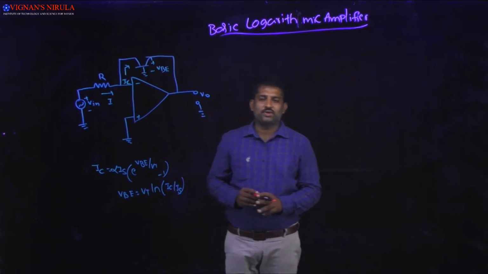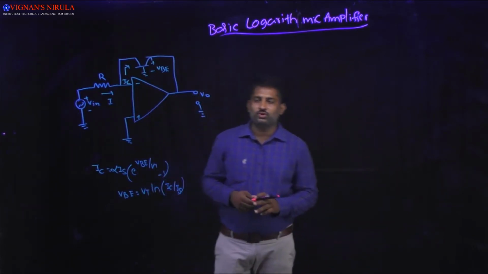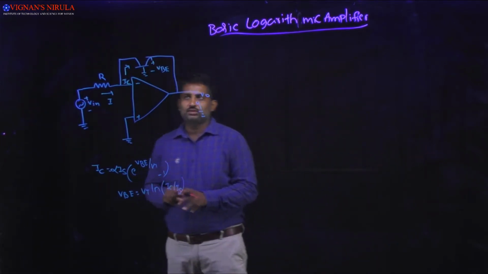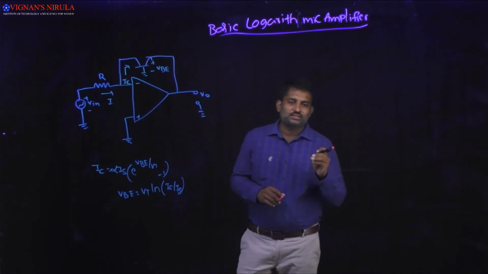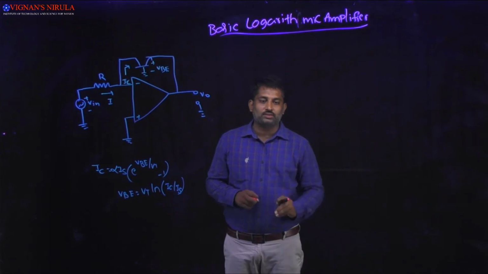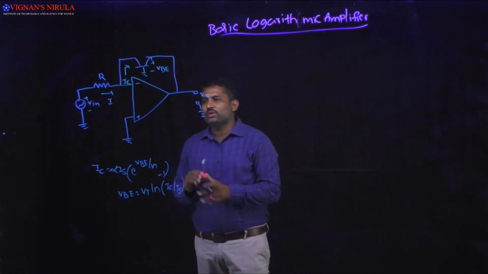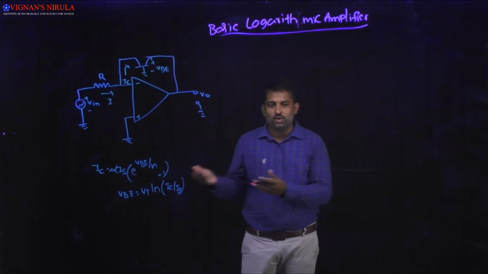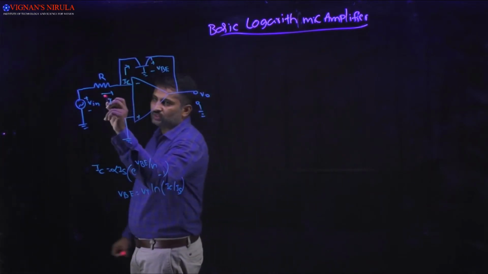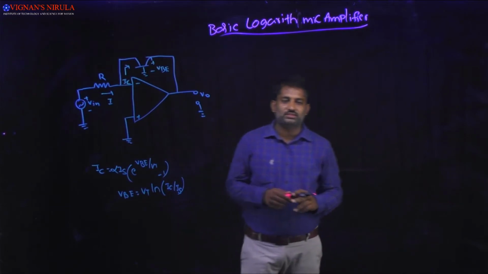The basic logarithmic amplifier can also be expressed with the help of a transistor in the feedback path. Here the transistor is used as a diode in the feedback path of this basic logarithmic amplifier. How we can represent it as a diode, I am now going to explain. Here the current passing through the input is I and the current passing through the feedback path is IC.